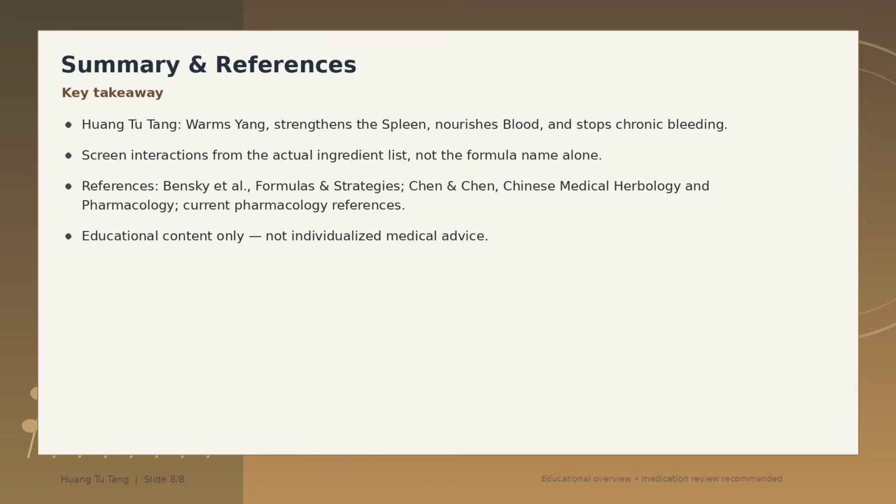In summary, Huang Tu Tang is best understood as a pattern-based prescription whose action is to warm yang, strengthen the spleen, nourish blood, and stop chronic bleeding. The key safety principle is targeted interaction screening plus objective monitoring when risk is plausible.